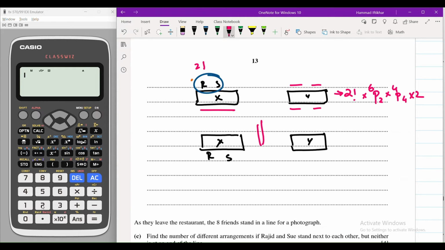So 2 factorial is 2, so basically just 2 times 2 times 6P2 times 4P4. So this is also equal to 2880, same as what we found above.